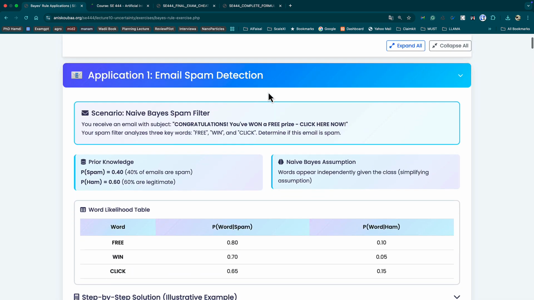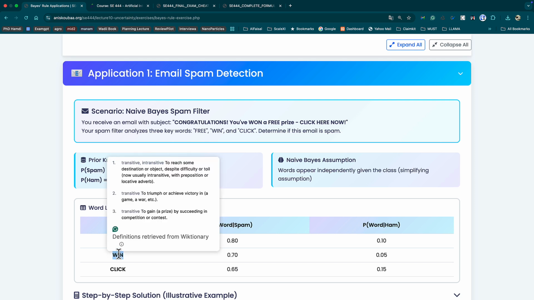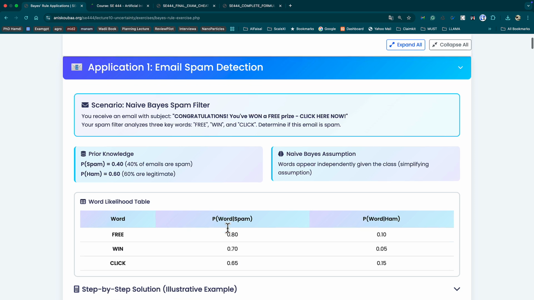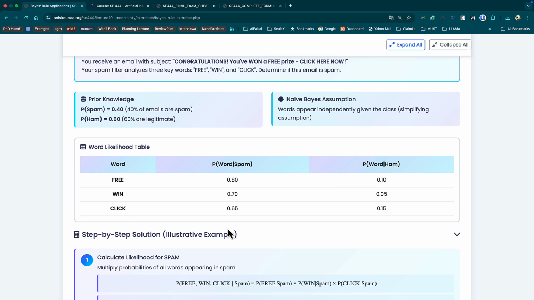Now this is what you have. What is the likelihood? We don't have it. Here we have the likelihood, but word by word. Now the likelihood of these three words: what are the words that appear here? I have free, I have win, I have click. So I need to calculate the probability of having win, free, and click given this email is spam. So this is the formula.